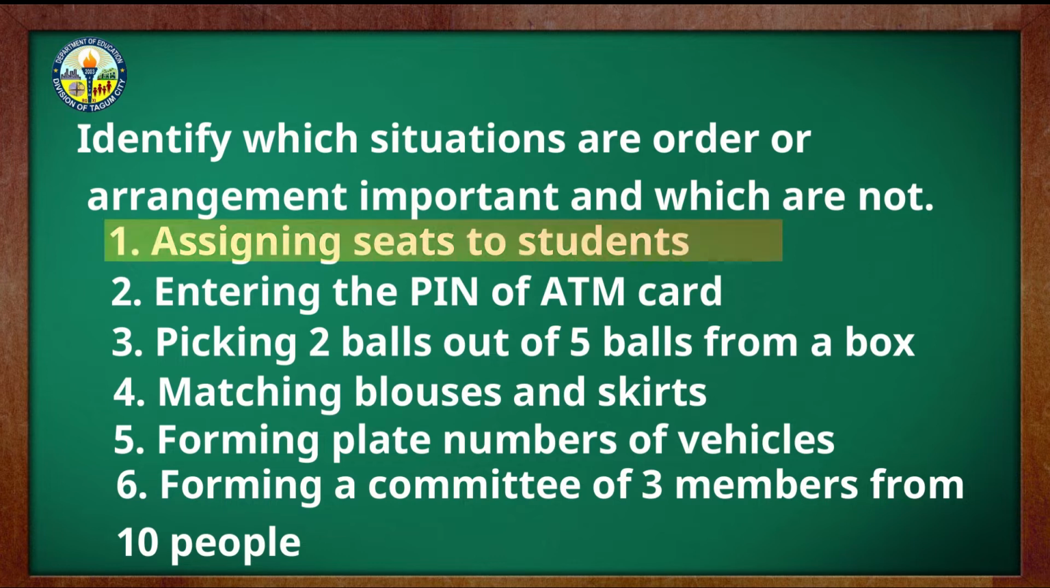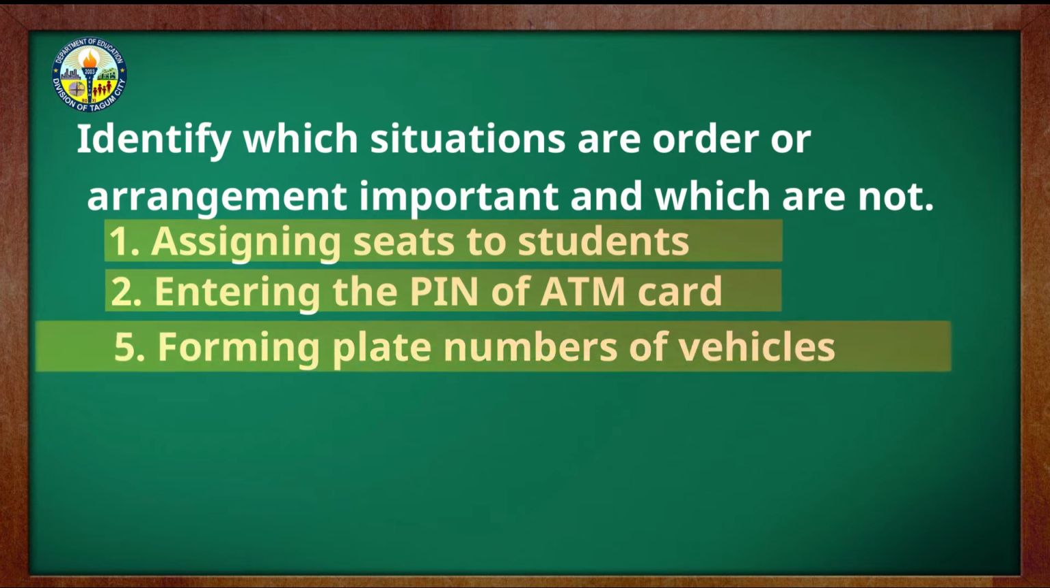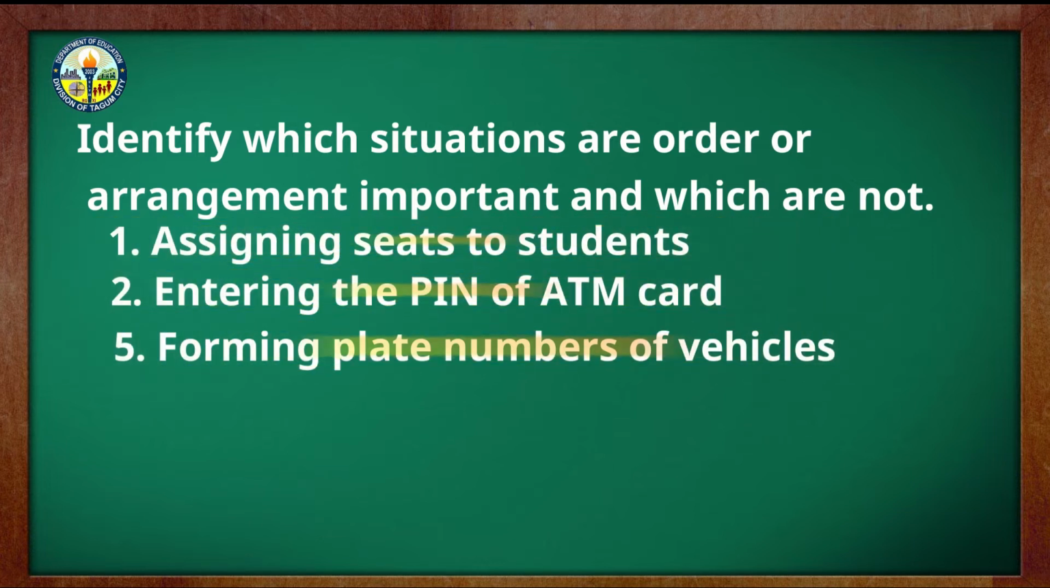Situations 1, 2, and 5 are activities in which order or arrangements are important. These are 1. Assigning seats to students. 2. Entering the pin of ATM card. And 5. Forming plate numbers of vehicles. Try to recall your previous lesson on Module 1. Situations 1, 2, and 5 illustrate permutations, which refer to the different possible arrangements of a set of objects.